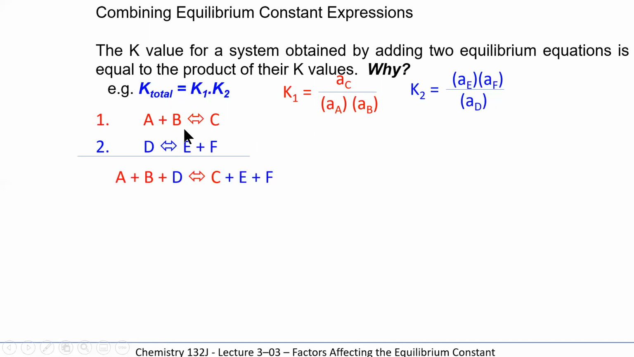When we add these two equilibria together, we get A plus B plus D producing products C, E, and F, in an equilibrium. The K total will be the activity of C times the activity of E times the activity of F as numerators over the activity of A, the activity of B, and the activity of D. Well, we can see here's K1 and here's K2. So really, all we're doing is multiplying K1 and K2 together to get K total when we combine two equilibria together.